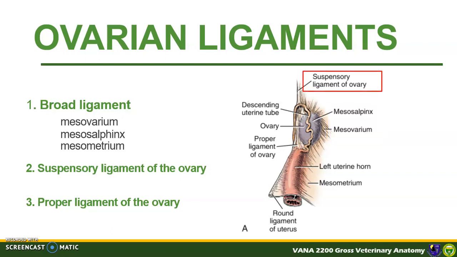The suspensory ligament of the ovary is present only in the bitch. It is a peritoneal fold which attaches the ovary to the diaphragm in the region of the last rib. And the proper ligament of the ovary attaches the uterine end of the ovary to the ipsilateral uterine horn.